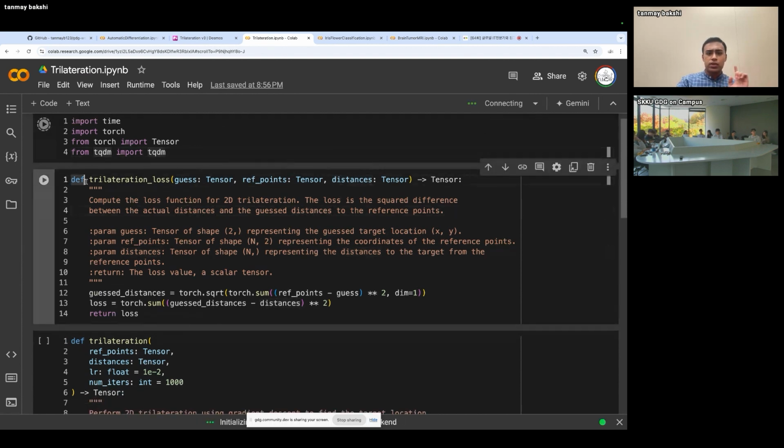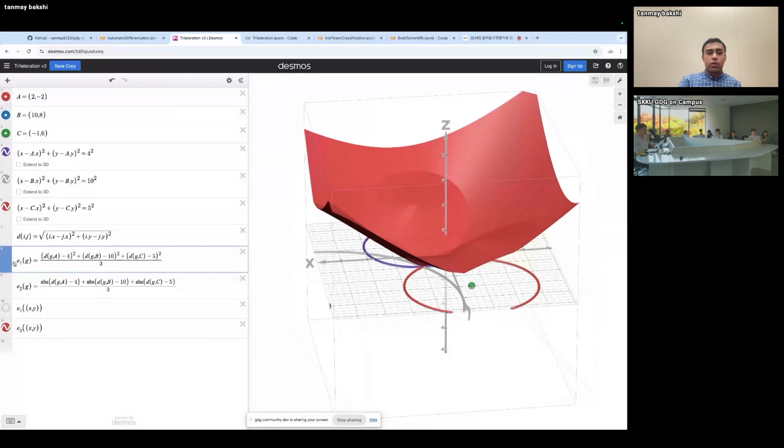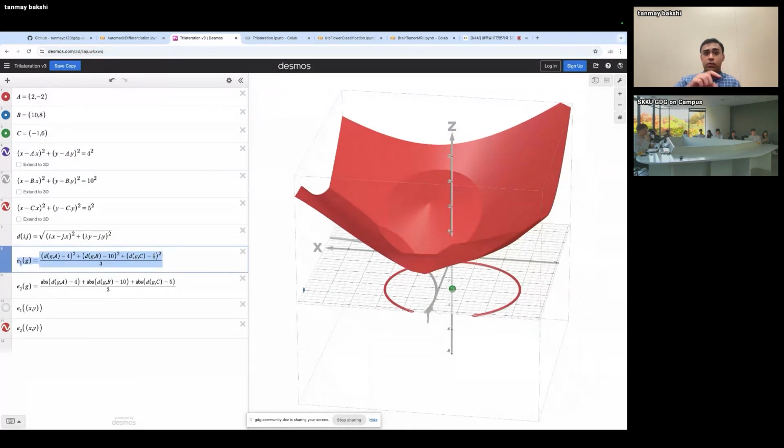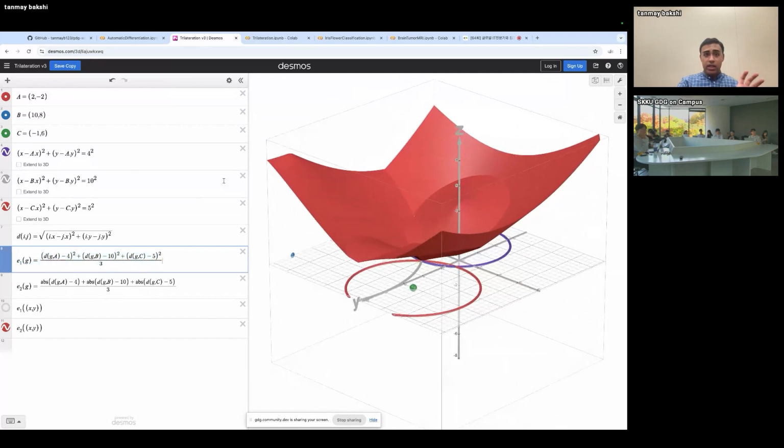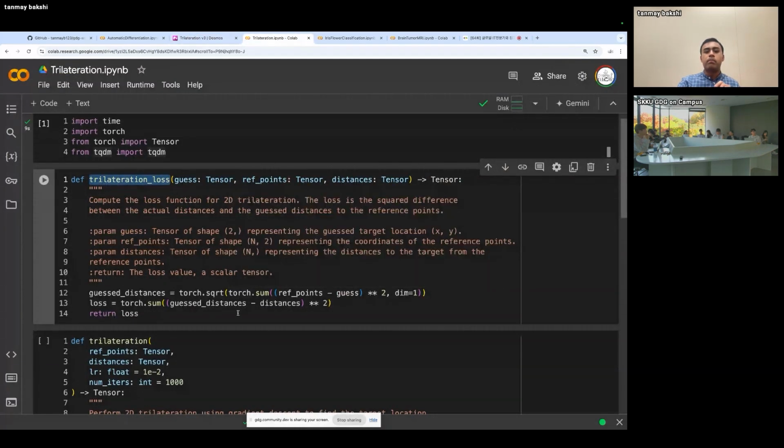And we're going to start with this function over here. This function is called trilateration loss, and it implements the error function that you see over here. So E1, which computes this mean squared error value, is computed by this Python function. The way that it works is it takes your guess. The guess is 2-dimensional, so it's an x and y coordinate, and the type of it is a torch tensor. So we're taking the PyTorch tensor representing the guess.